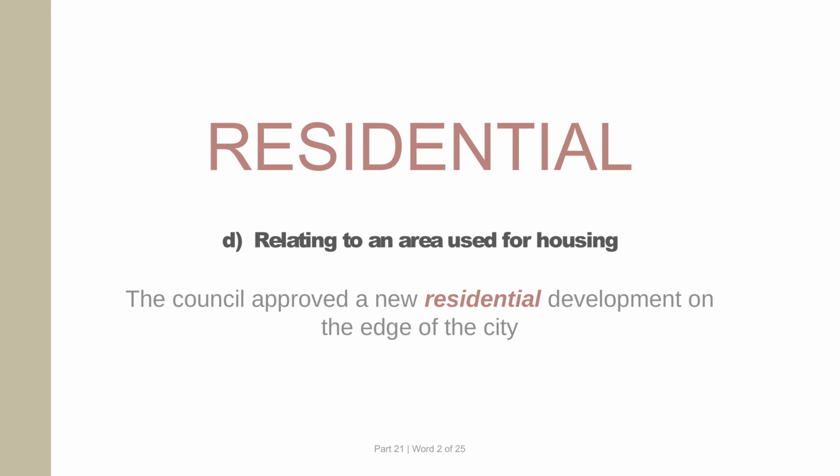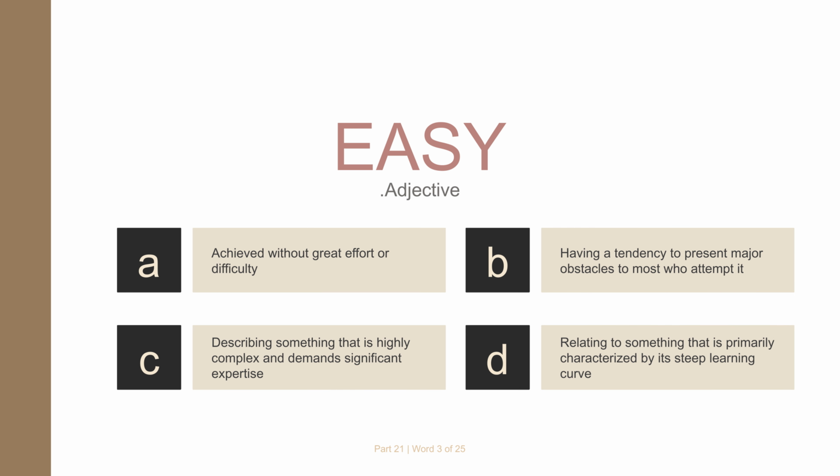Question 3. What is the meaning of easy? Option A. Achieved without great effort or difficulty. Option B. Having a tendency to present major obstacles to most who attempt it. Option C. Describing something that is highly complex and demands significant expertise. Option D. Relating to something that is primarily characterized by its steep learning curve.